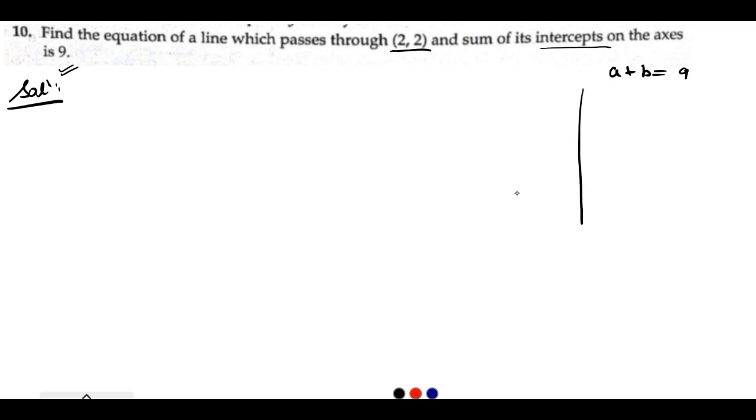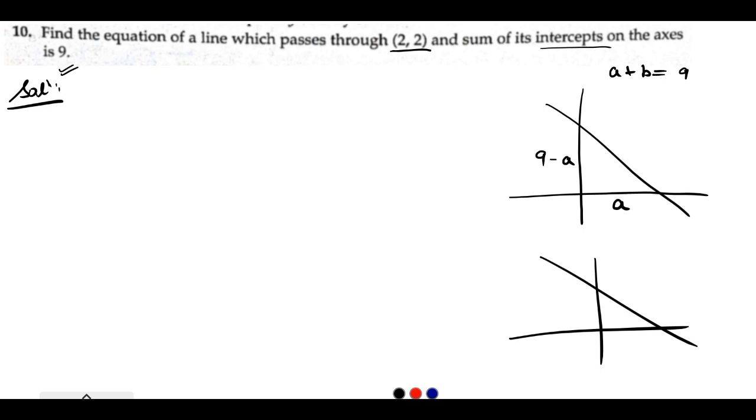There are two possible cases. First of all, if x intercept is a, then y intercept will be 9 minus a. Second case, if y intercept is a, then x intercept will be 9 minus a. So we will get two lines which pass through (2, 2) and sum of its intercepts on axis is 9.